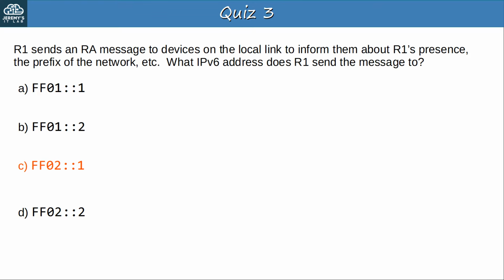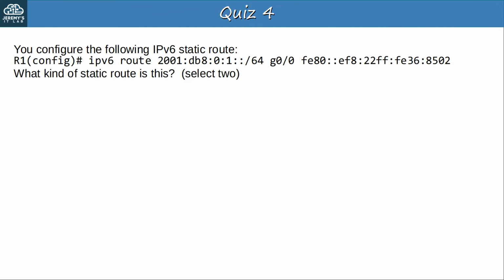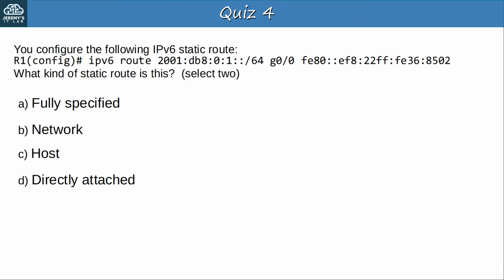Okay, let's go to question 4. You configure the following IPv6 static route. What kind of static route is this? Select 2. So, 2 of the following static route types apply to this route. A. Fully specified. B. Network. C. Host. D. Directly attached. E. Recursive. Or F. Default. Pause the video to think about your answer.